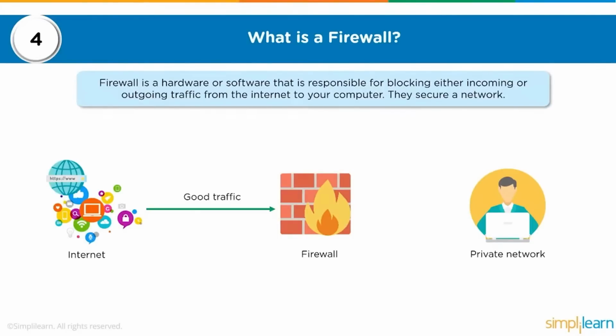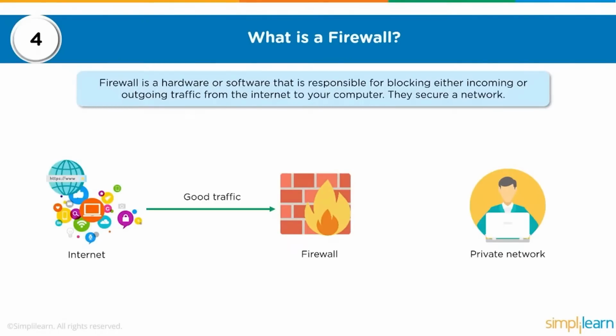So a firewall is either a hardware or software, but its responsibility is for blocking either incoming or outgoing traffic from the internet to your computer. They secure a network. So essentially, the firewall will allow a connection to happen or disallow a connection to happen. It won't go beyond that. That's the basic functionality of a firewall.